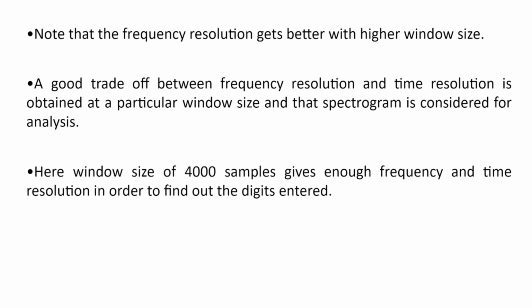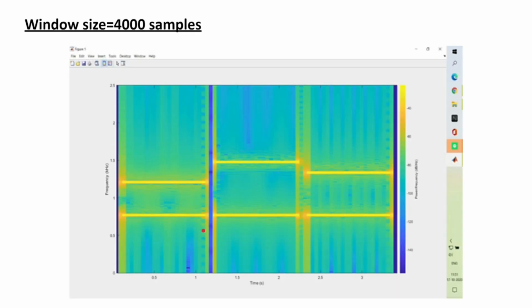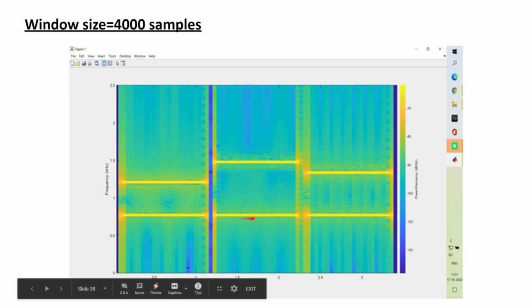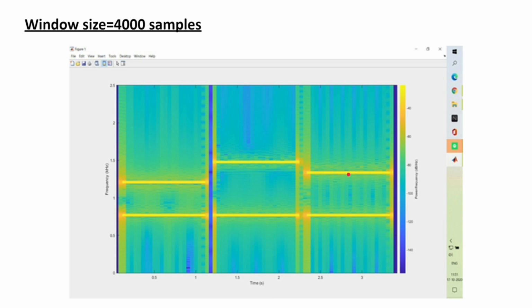For our example, the window size of 4000 samples is considered enough. This gives us enough frequency resolution as well as time resolution in order to find out the digits that we have pressed. So from this graph, we can see that 770 Hz and 1209 Hz occur first. Then occur 770 Hz and 1477 Hz. Later, it's 770 Hz and 1336 Hz. So this is the order in which these appear.